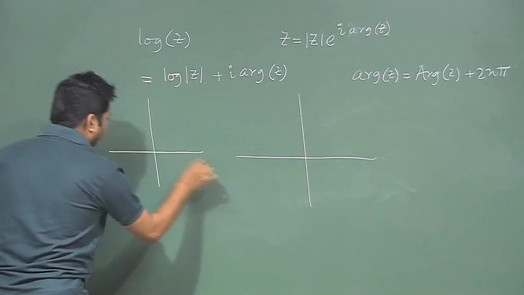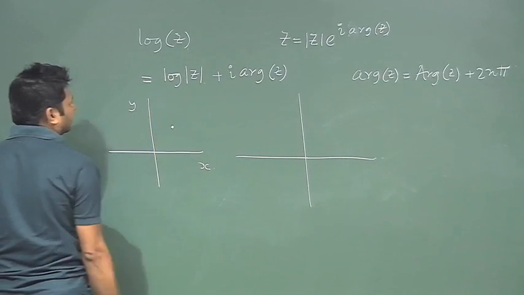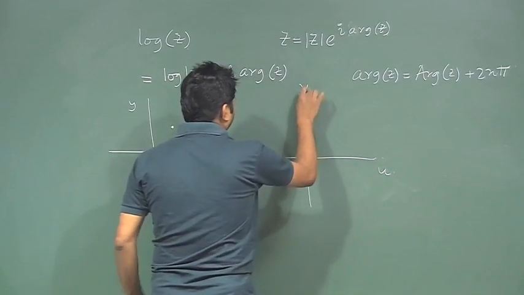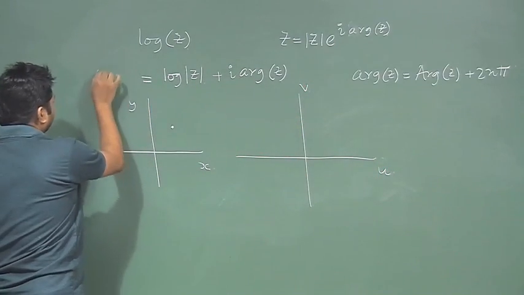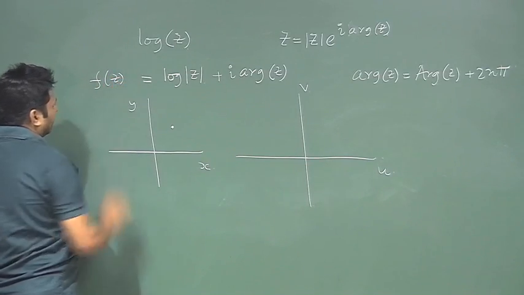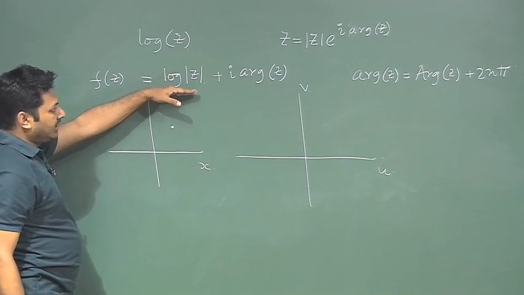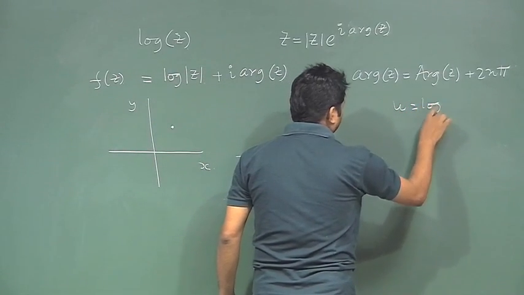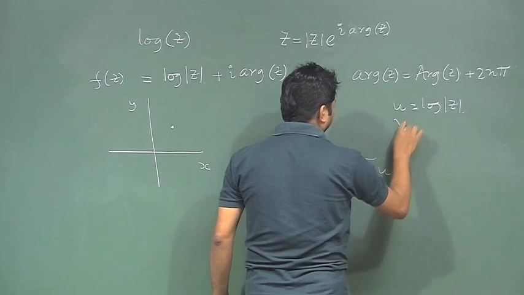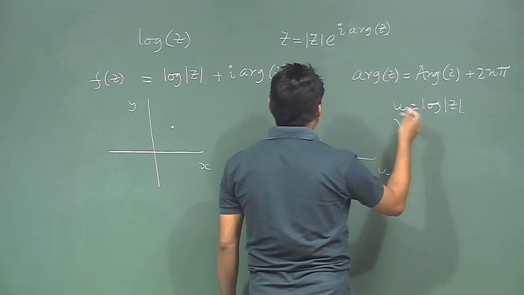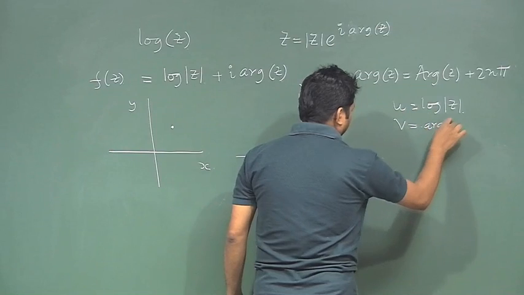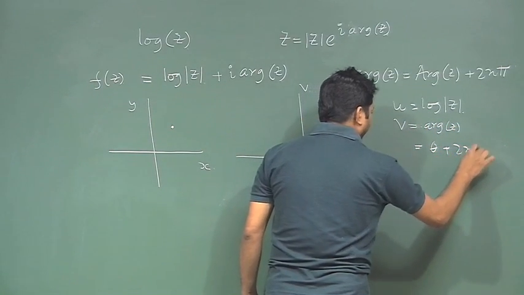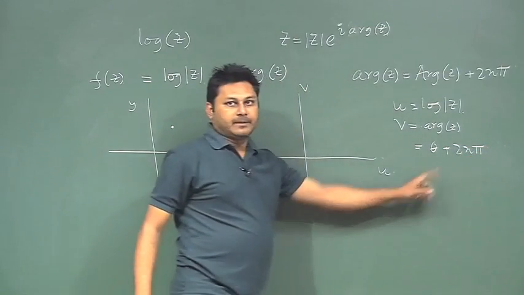So, if I now plot that, this is my x, y, some point z is here, this is my u, v, this is my function f(z), which is this quantity. So, my u is this quantity and v is that quantity. So, my u here is log of mod z and my v here is argument of z, which is essentially theta plus 2nπ, if theta is my principal angle.